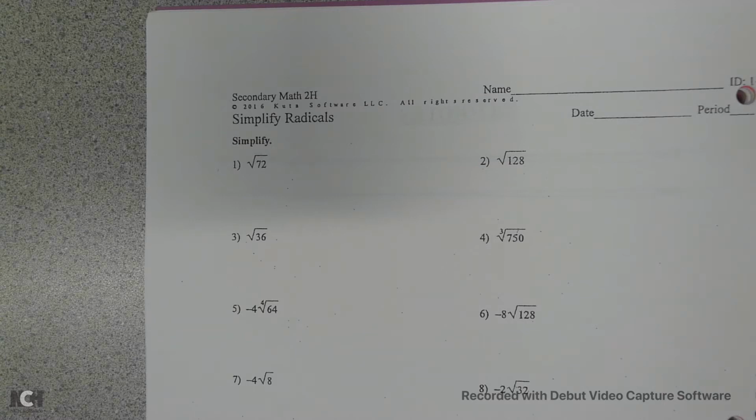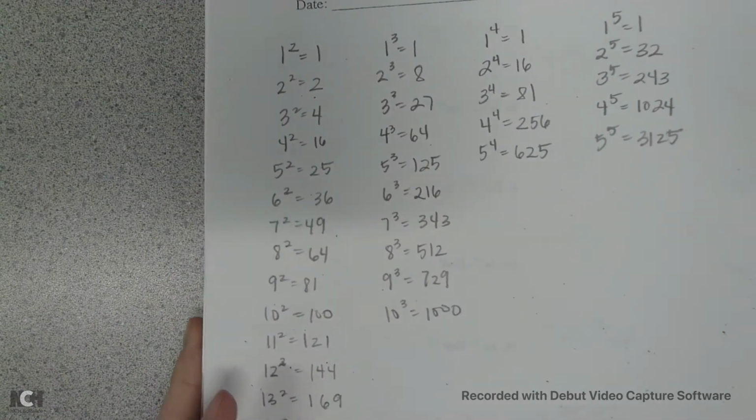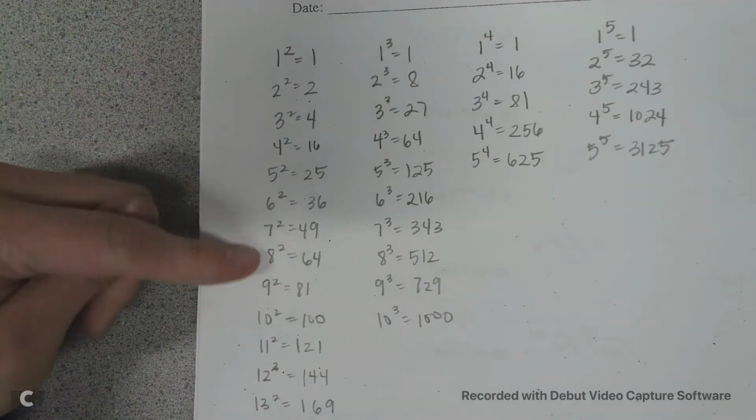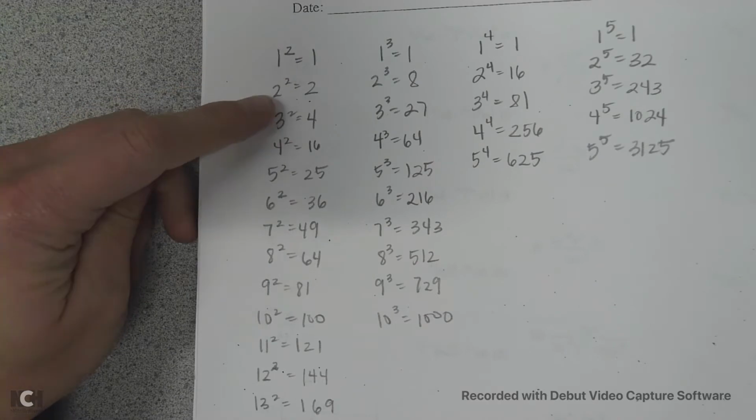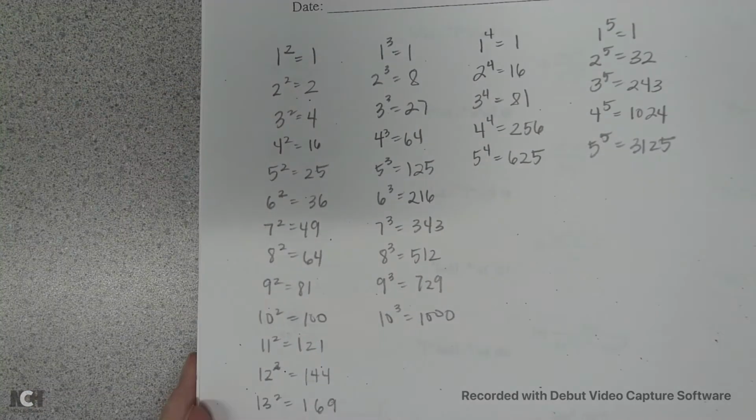Okay, guys, so today we are simplifying radicals. The first thing we need to talk about is the opposite of radicals. These are your exponents. For your perfect squares, 1 squared is 1, 2 squared is 4, 3 squared is 9. You should know the squares, most of them, by heart.